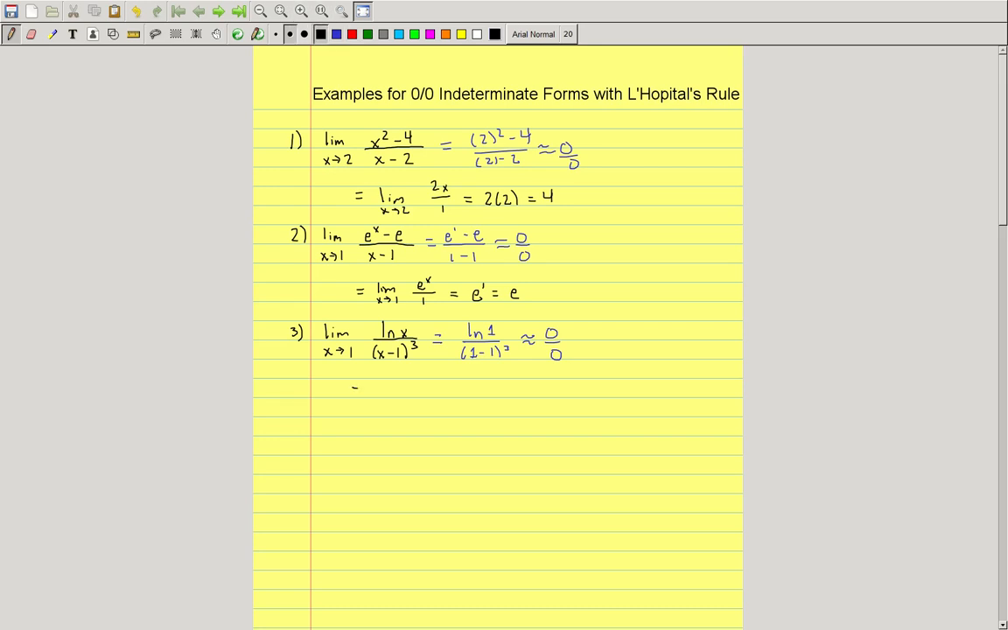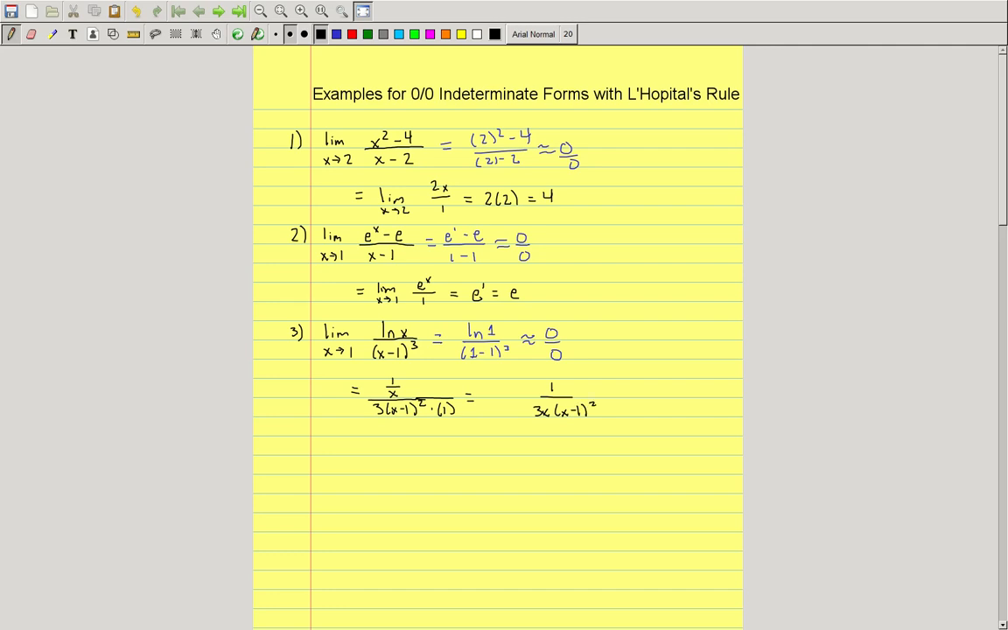So we can apply L'Hopital's rule, and it's going to look a little bit more complicated because we're taking the derivative of a logarithm. So the derivative of the natural log of x is 1 over x, and the derivative of the denominator is going to be 3x minus 1 squared times the derivative of the inside, which is 1, using the chain rule. And simplifying this, we're going to get 1 over 3x times x minus 1 squared.